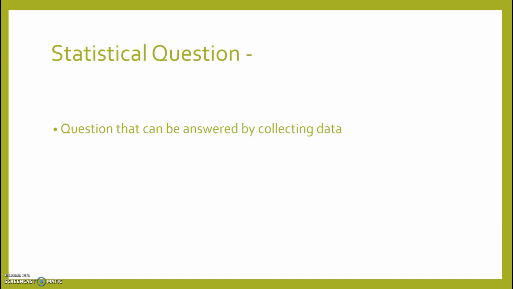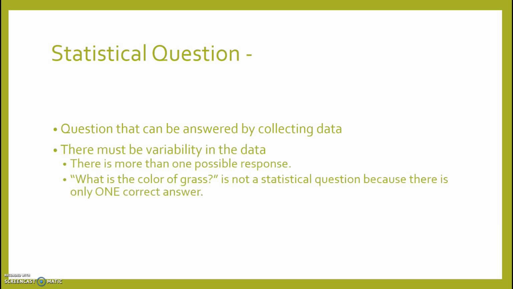There's a couple things you need to think about when you're writing and identifying, is this a statistical question or not? And first thing, then, this is the most important, is that there must be variability in the data, meaning there has to be more than one possible response. It's possible that I could ask a group of people what their age is, and it's all the same. But there's a possibility when I have a group of people that they might not all have the same age. So there needs to be more than one possible response. So if I were to ask, what is the color of grass? That's not a statistical question because there is only one possible correct answer.